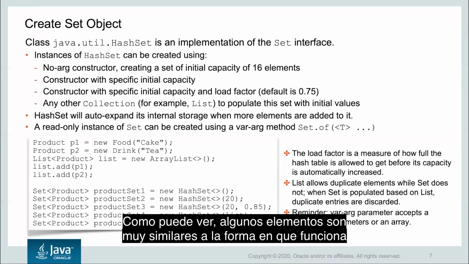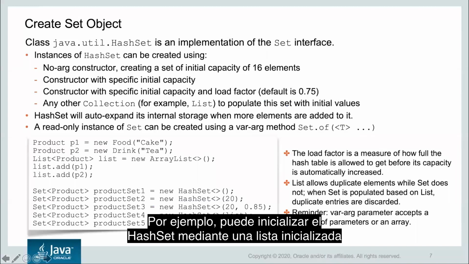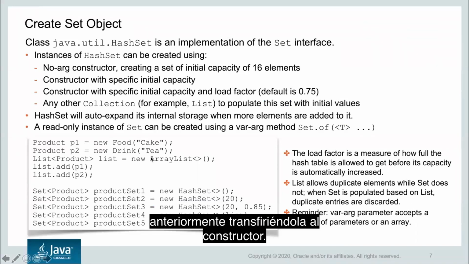For example, you can initialize a hash set by using a previously initialized list, passing it to the constructor. You could also create a hash set with no parameters.